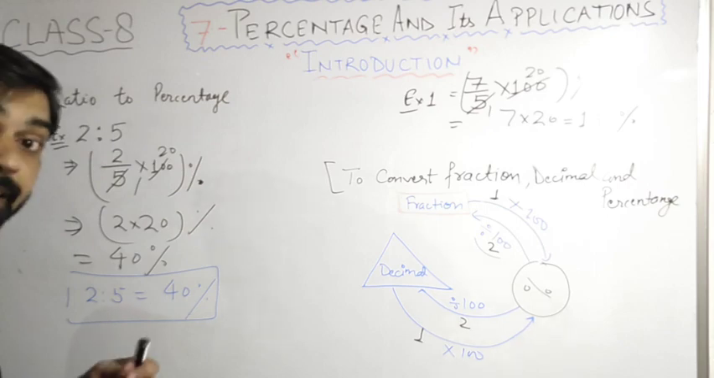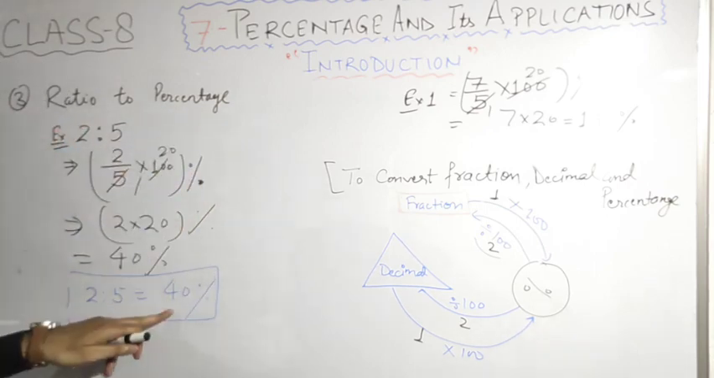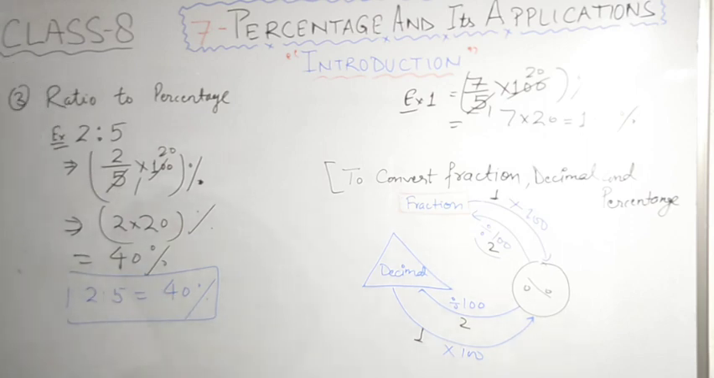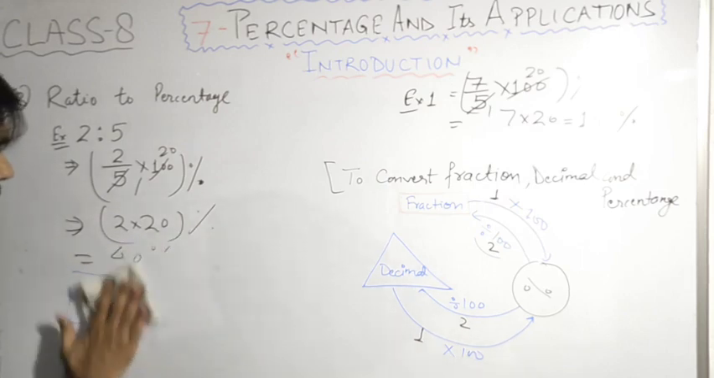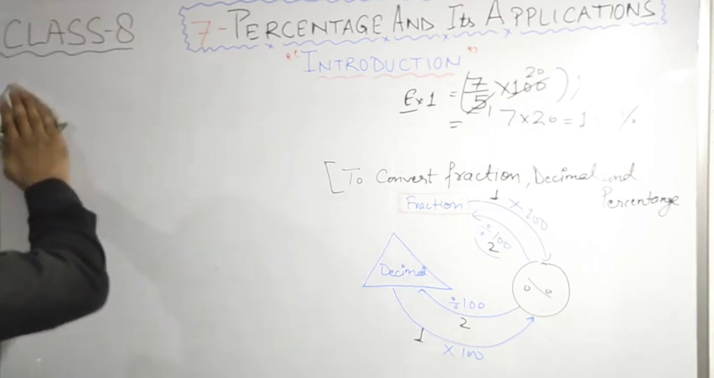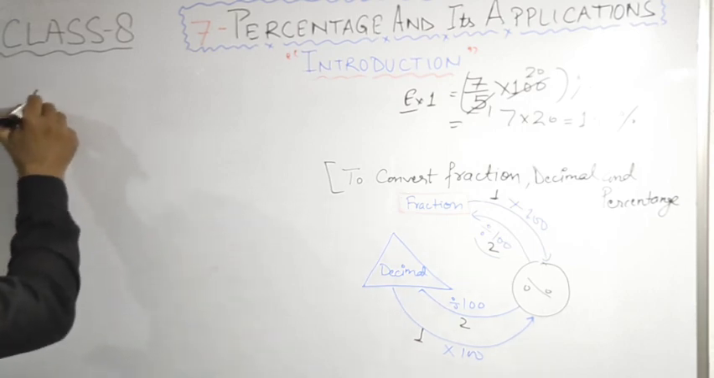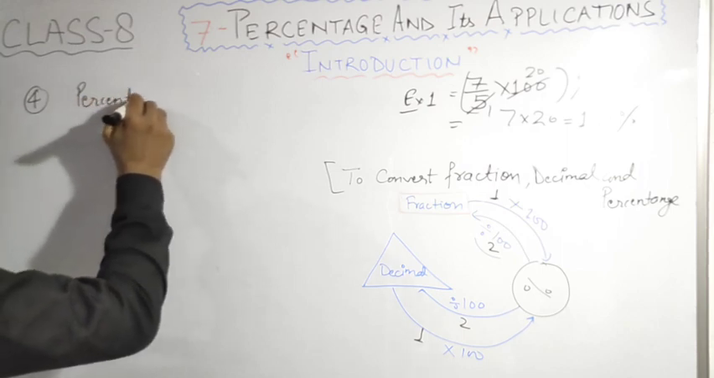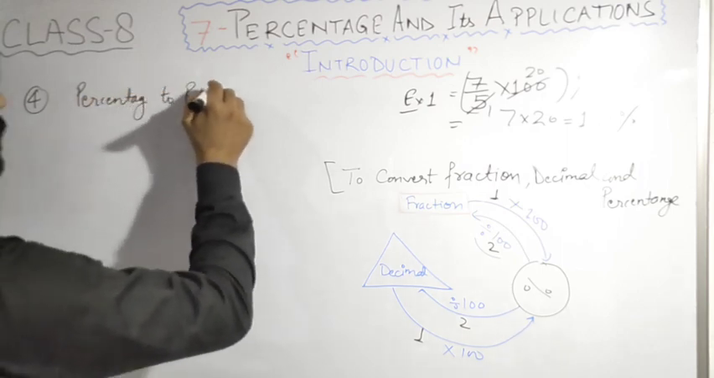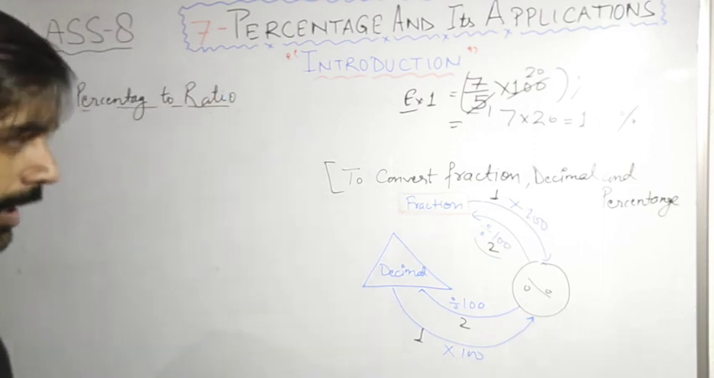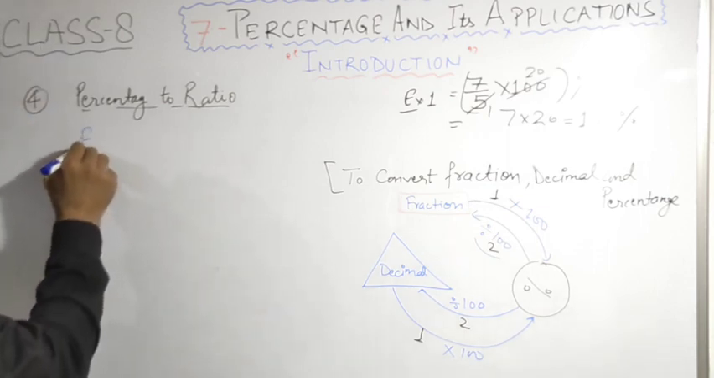Now percentage to ratio is just the opposite. How can we write percentage as a ratio? This is just the opposite of the rule ratio to percentage. You can write the ratio to percentage example. And now this is the last rule of the introduction of percentage. This is the fourth rule, percentage to ratio. How can we convert any percentage into a ratio? The example is here.